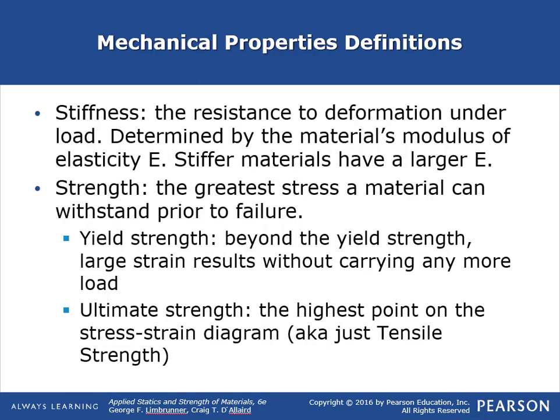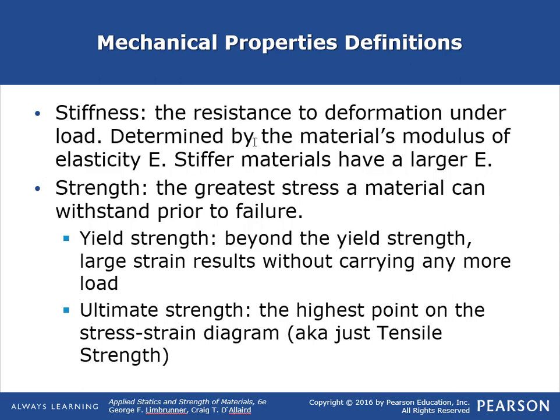Some definitions for you. Stiffness, material stiffness. That's the resistance to deformation under a load, determined by the material's modulus of elasticity. For example, a stiffer material would have a larger modulus of elasticity. It wouldn't stretch as much under the same load if it has a higher E. Rubber, for instance, has a very low modulus of elasticity, so you're going to get deformation in it at lower loads. So think of modulus of elasticity as material stiffness.